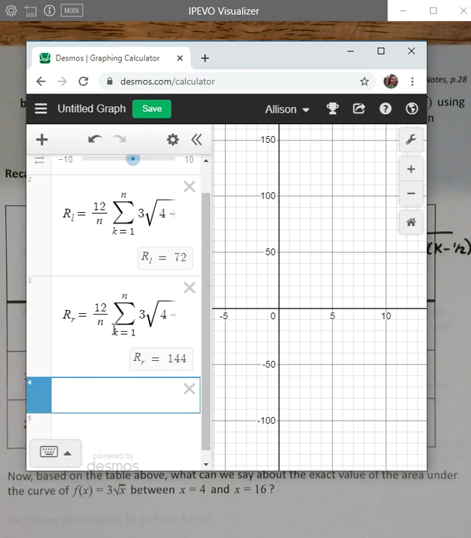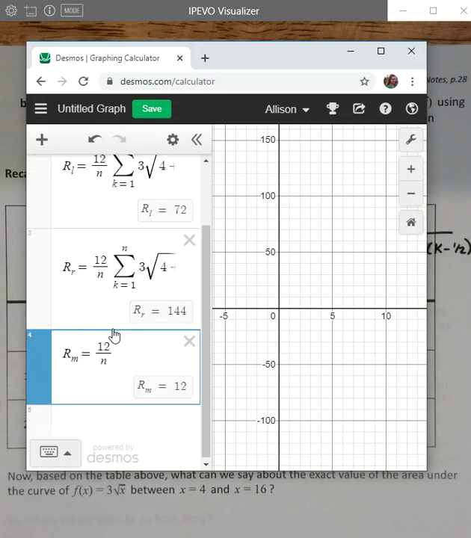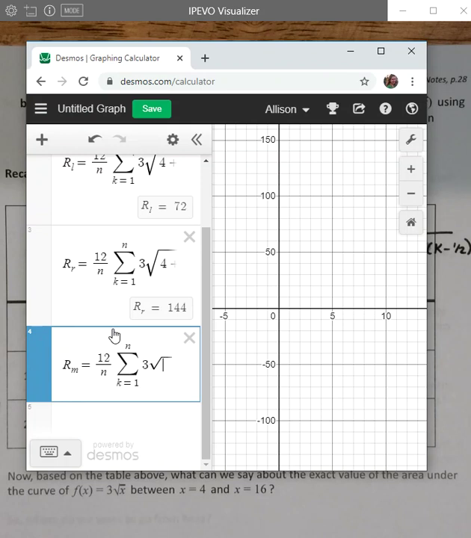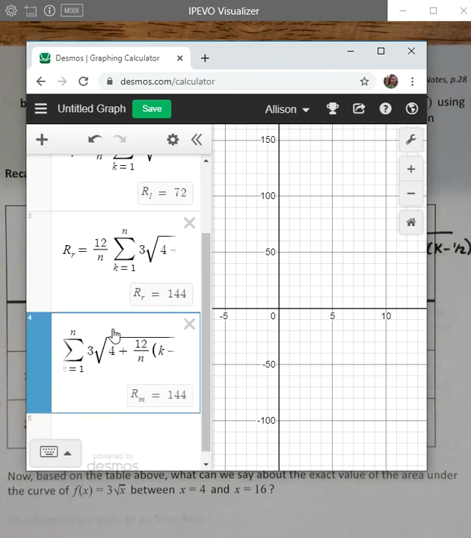Okay, now this is just an n value of 1 right now. We're going to let that n slide and watch the sums change. And so last we have our r sub m. It's going to be equal to 12 over n times the sum, k equals 1 to n, of 3 times the square root of 4 plus 12 over n times k minus 1/2.